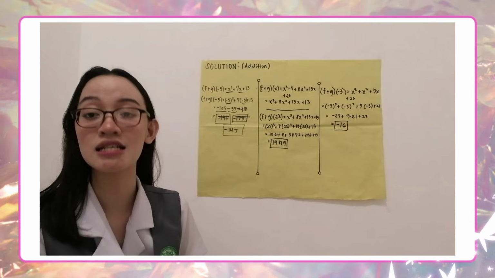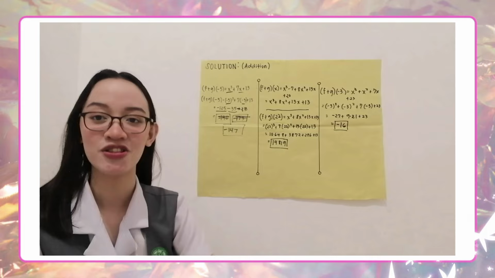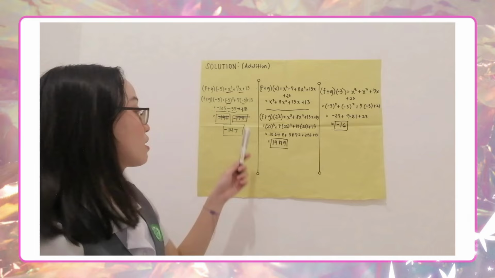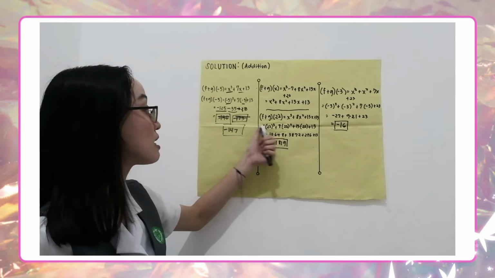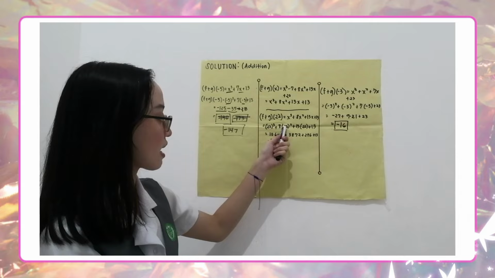Pag negative 7 plus 20, ang magiging sagot is positive 30. So, ayan, x cubed plus 8x squared plus 30x plus 30. Pag na-simplify na natin yung given, doon na natin masasubstitute yung x into 22. Kagaya nagawa natin sa given number 1, papalitan lang din natin itong x. 22, 22, 22. So, 22 raised to 3, 8 times 22 raised to 2, 13, then times 22 plus 13.